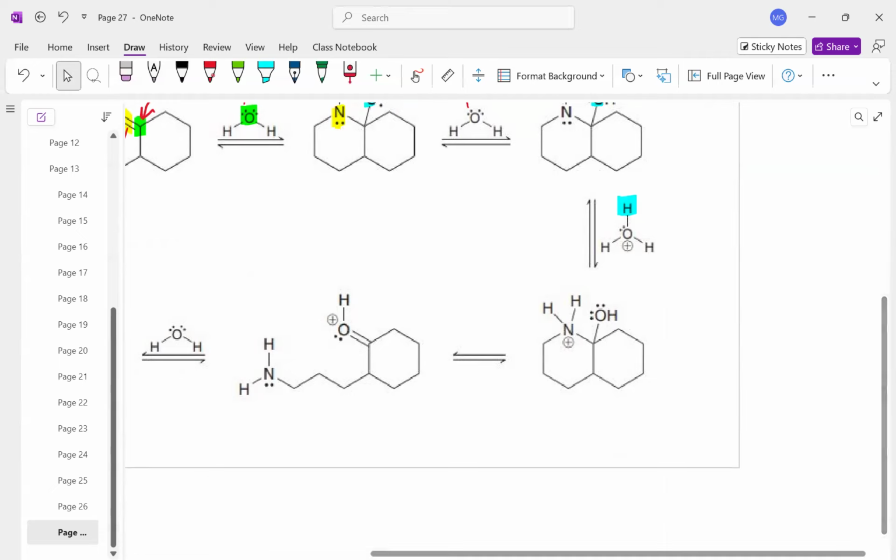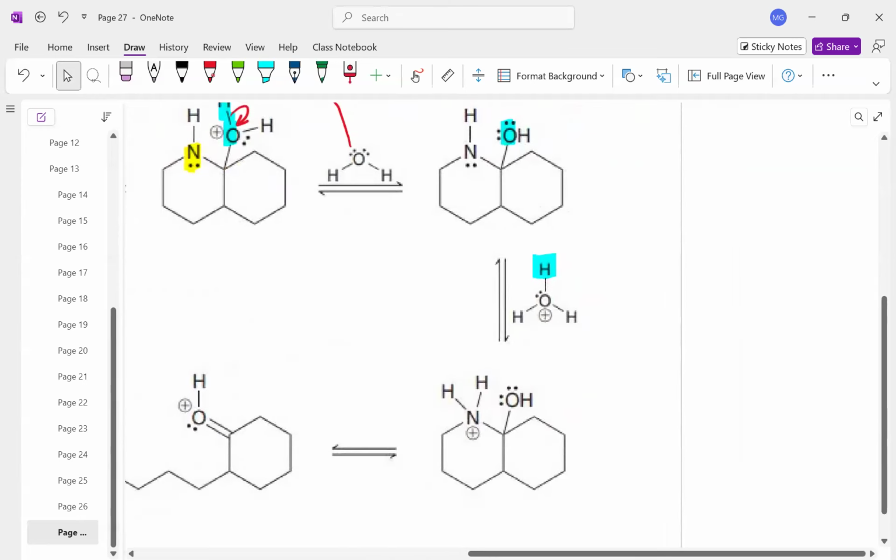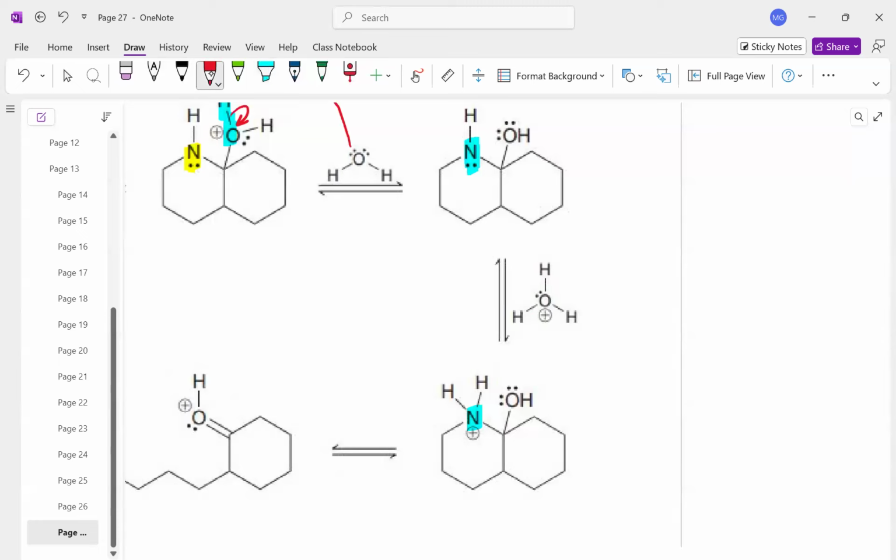Now, if we take a look at what has happened here, the big thing is that this nitrogen got another hydrogen on it. Well, how do we describe that? We're taking a proton from this hydronium here. So this is again another proton transfer.